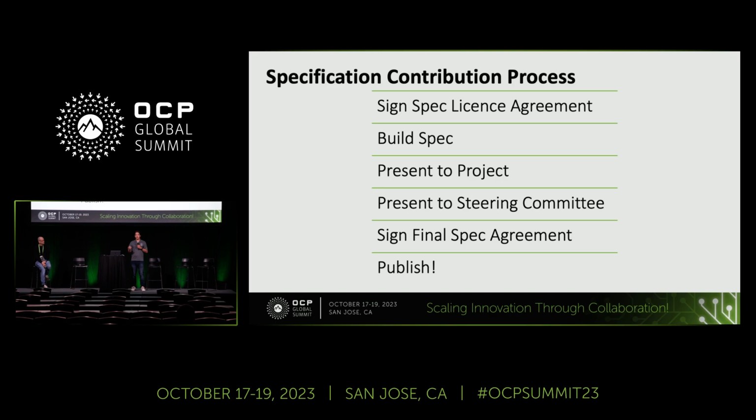Then they vote on it. Our steering committee is 15 members today. Once you have a majority vote from them, it gets released to publication. So you sign a final specification agreement, which locks that spec in place. So if there's IP inside that spec, essentially you're saying, this is what I'm contributing. Nothing more, nothing less. So it locks that in time, and then we publish it on the OCP database, and it's released to the public.